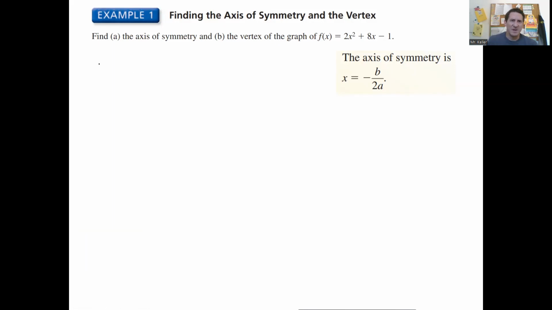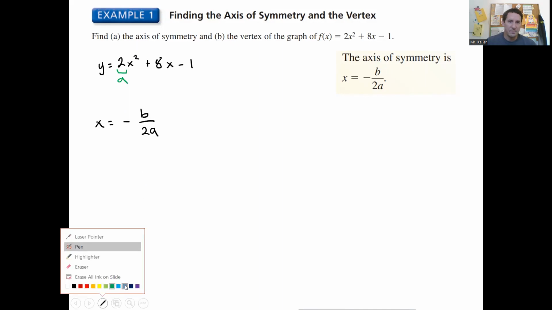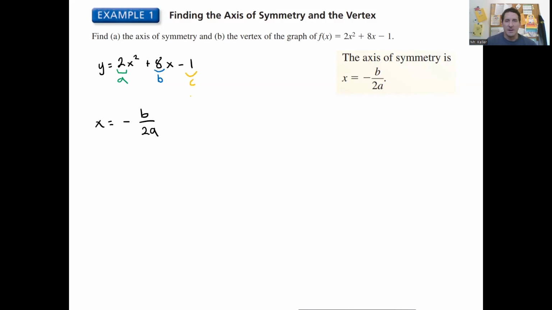So we're going to do this formula here. I'm going to write it a little bit bigger. It's using function notation. I'm going to just change it to standard y instead of f of x. So y is equal to 2x squared plus 8x minus 1. So I'm going to use the axis of symmetry, which is negative b divided by 2a. So this is going to be our a value, and then this is going to be our b value. And then this negative 1 at the end, we don't really need it, but this would be c.